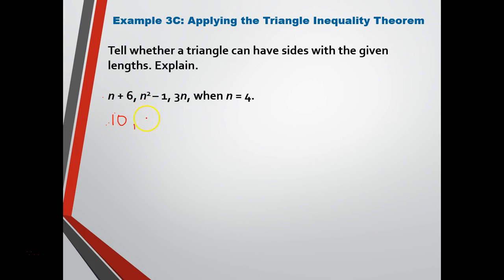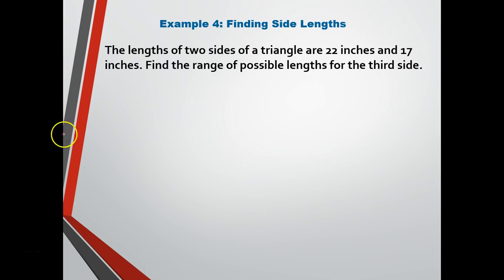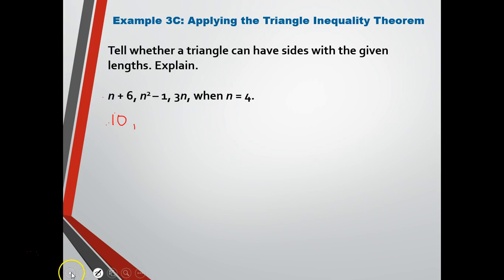N squared minus 1, that gives us, let's see, we get n squared, that's 16 minus 1, that's 15. And then 3n, that gives us 12.